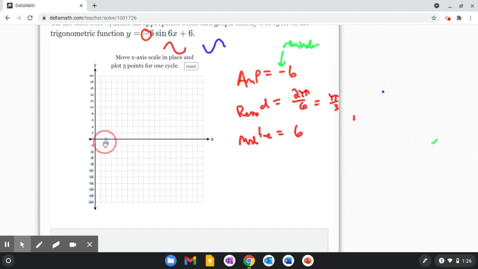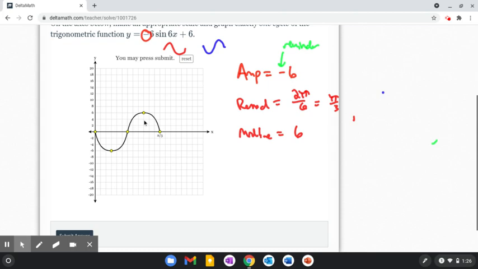So 1, 2, 3, 4, 5, 6, 7, 8, 9, 10, 11, 12. All right, then we can do our plots here, here, in the middle. And then we said we're down to -6, and then we're up to +6. That's what we had before. And then we got to shift this thing up 6. So all these points need to move up 6.